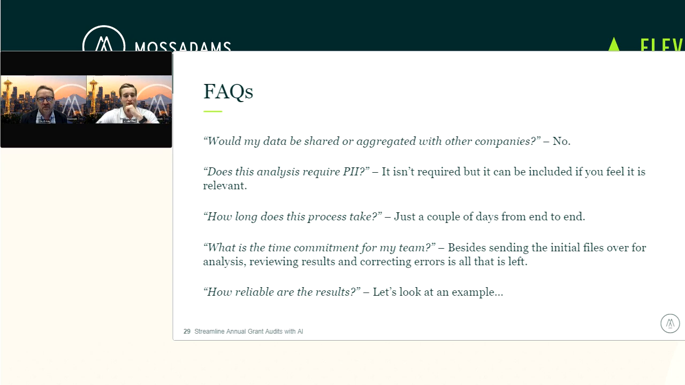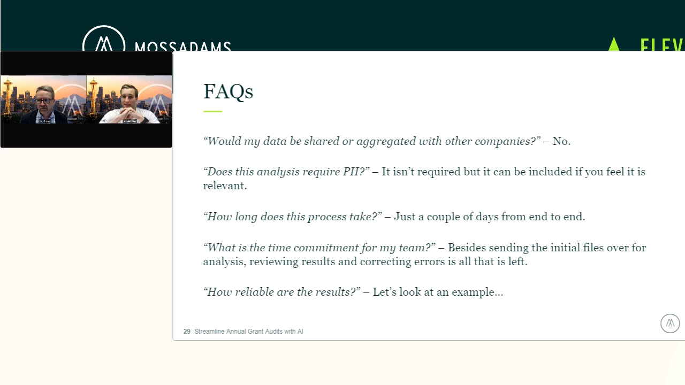Yeah, absolutely. The next thing that is obviously of concern for people is related to PII, personal identifiable information. It's not required for this type of analysis. It can be included if you feel like it will be relevant or beneficial for the analysis. But if your company has policies around sending personal identifiable information or using that for something like this, then that doesn't need to be included if you don't want it to.